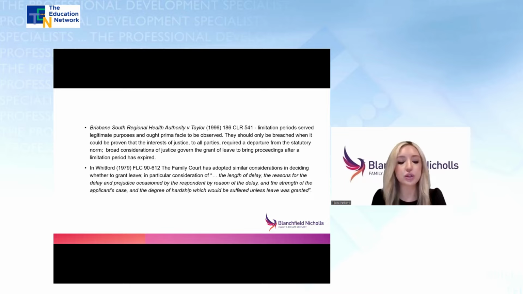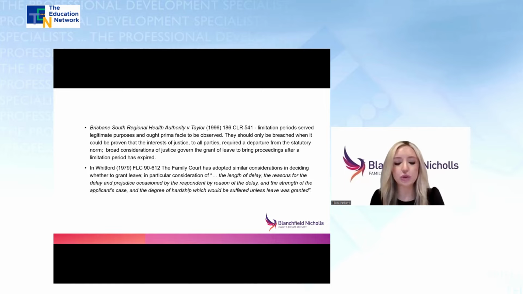And broad considerations of justice consider the grant of leave to bring proceedings out after the limitation period has expired. These considerations include an examination of the conduct of the applicant for leave and the reasonableness of the explanation for the delay. And much of what was said in this High Court authority has been regarded as of general application, although the case itself turned on specific provisions of the Limitation of Actions Act, Queensland.